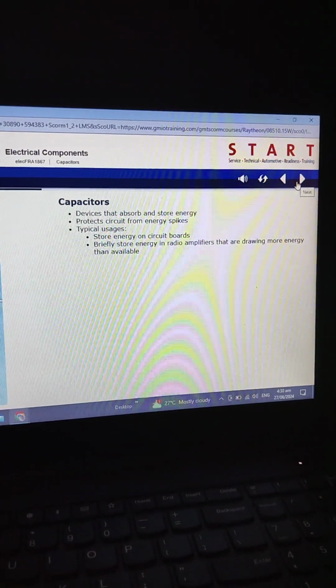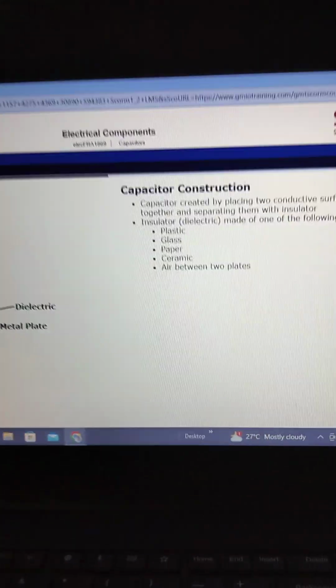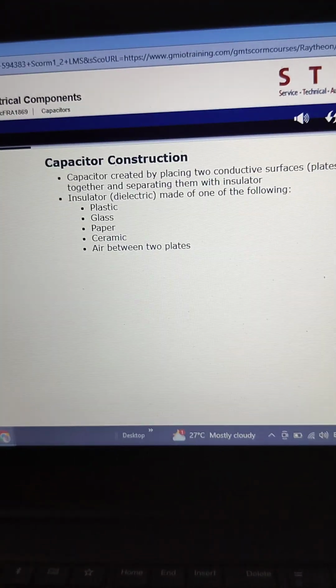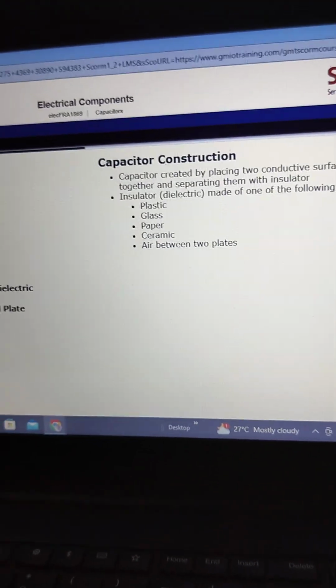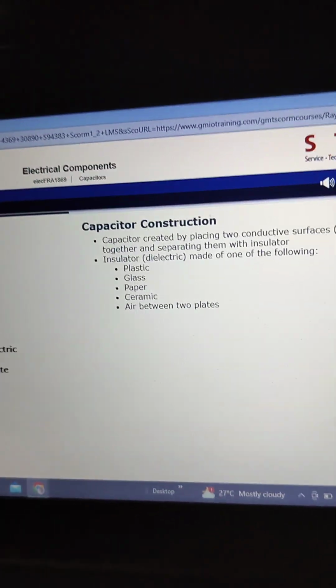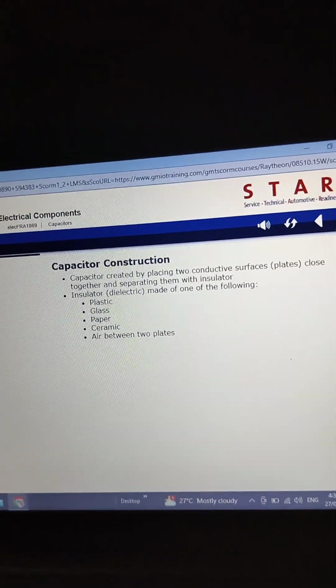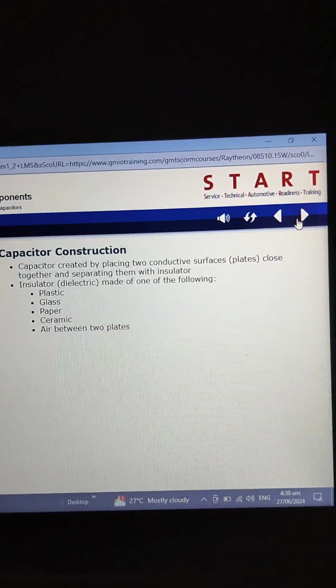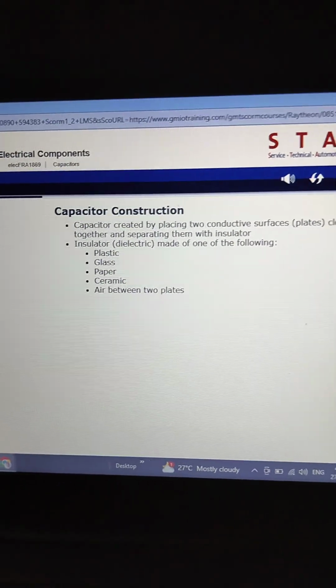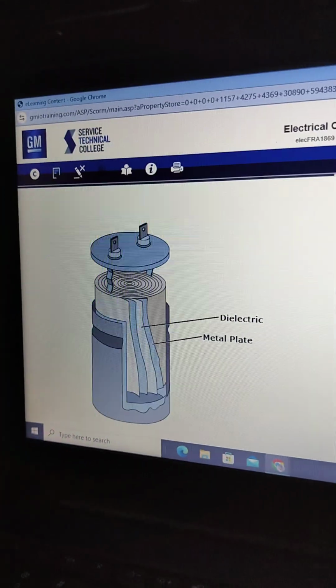Capacitors. A capacitor is created by placing two conductive surfaces, or plates, close together and separating them by an insulator. The insulator, or dielectric, can be made of plastic, glass, paper, ceramic, or air between the two plates.